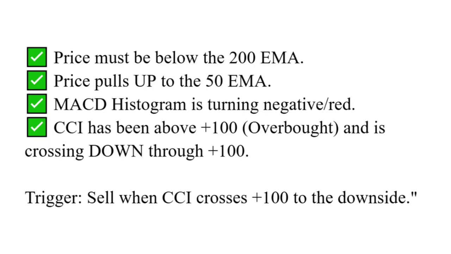C. The short sell setup, mirrored. For shorts, do the exact opposite. Price must be below the 200 EMA. Price pulls up to the 50 EMA. CCI has been above +100, overbought, and is crossing down through +100. MACD histogram is turning negative in red. Trigger.